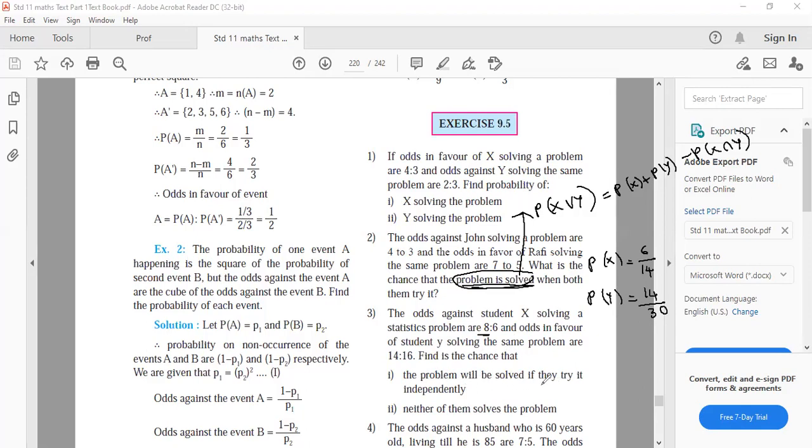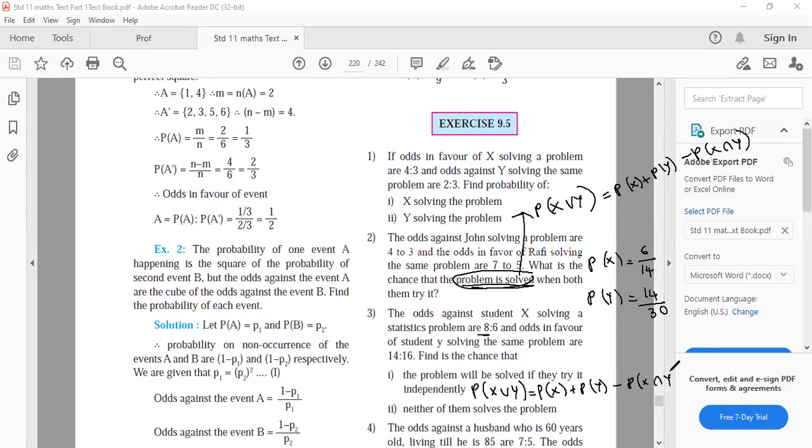Here also same thing. Find the chance that the problem is solved. So please do this one. So this should be X union Y, which is equal to probability of X plus probability of Y minus probability of X intersection Y.